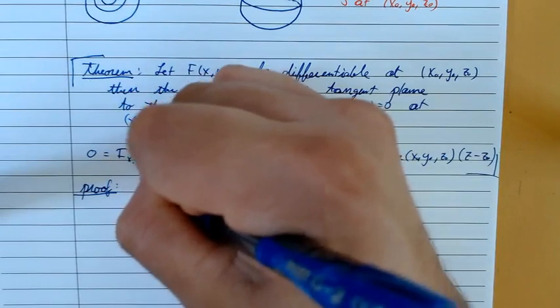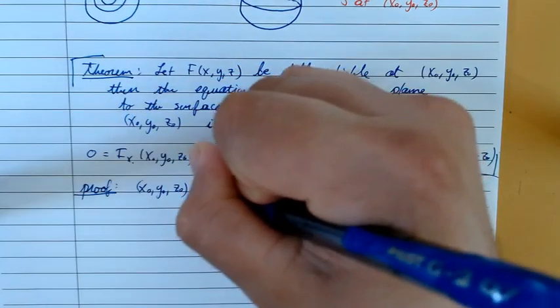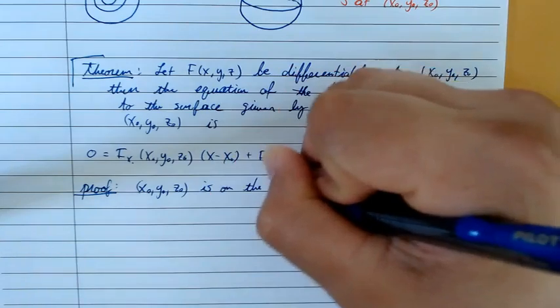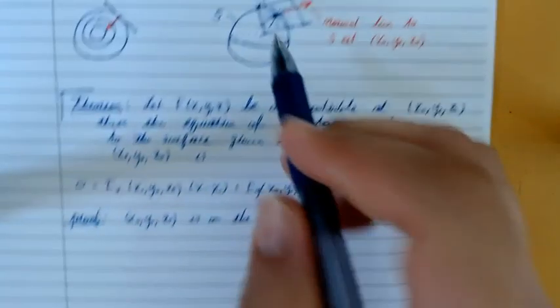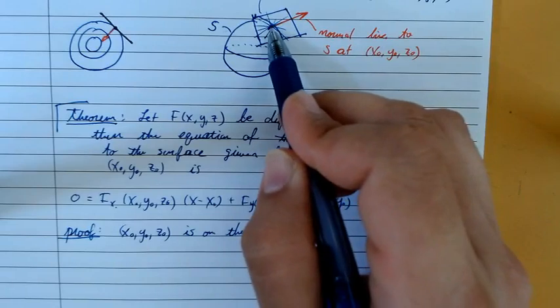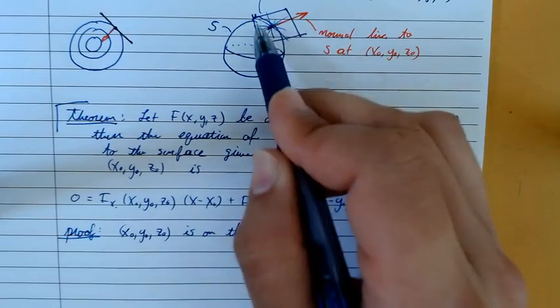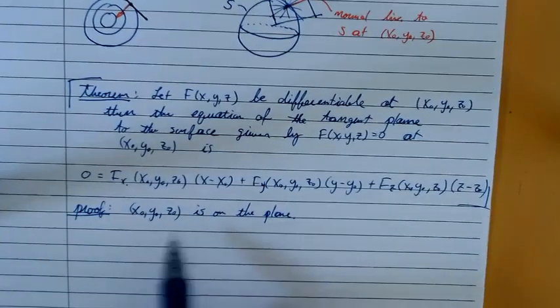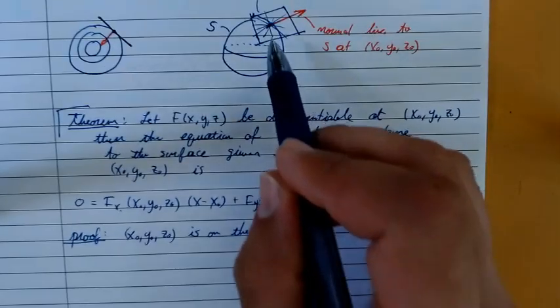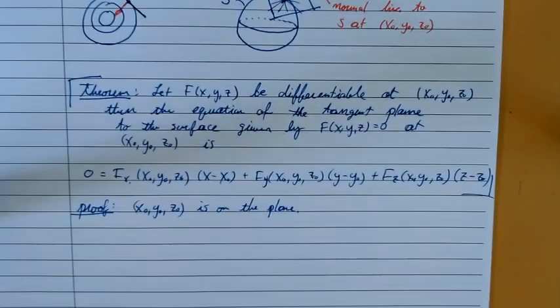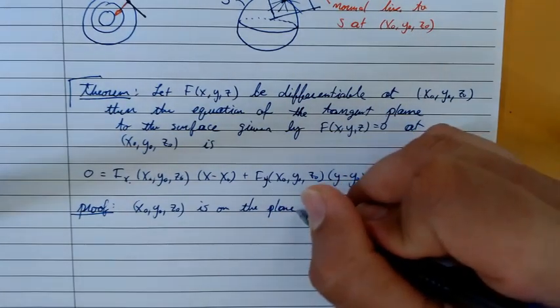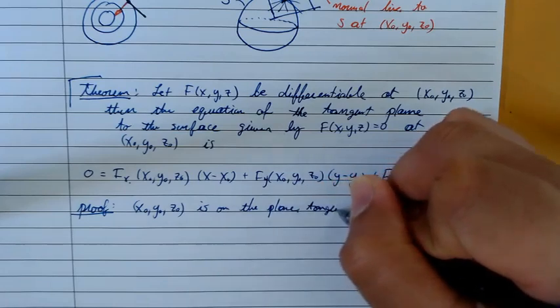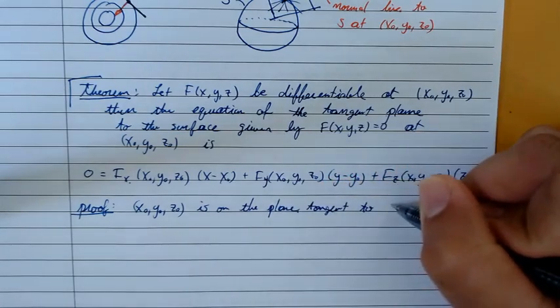The point x naught, y naught, z naught is on the plane. Clearly, right? If you have a plane that's tangent to the surface at that point, that's the one and only point where we're guaranteed that the surface and the plane share. So clearly that is on the plane, because it's the only point that we can guarantee is on both the plane and the surface. It's clearly on the plane tangent to S, tangent to the surface.